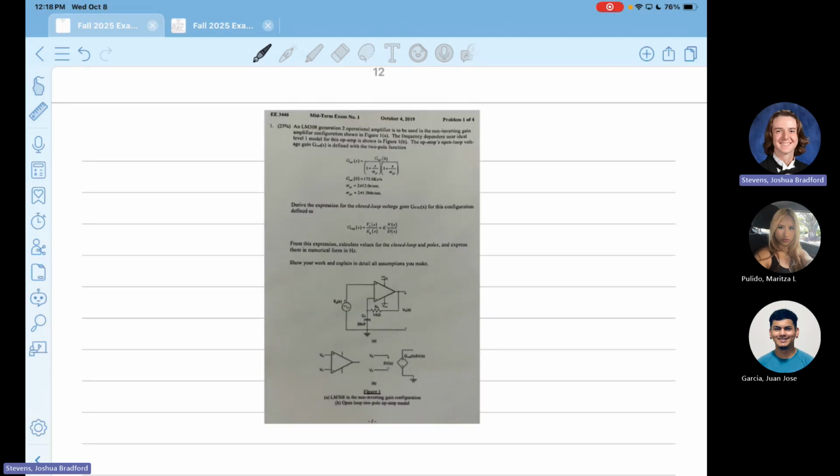Save the best till last. This one sucks. Op amps, not my forte. This problem is just a lot of algebra. It kind of makes sense. I really don't know how much Russell has gone over for op amps. Op amps are annoying, I'll tell you that.